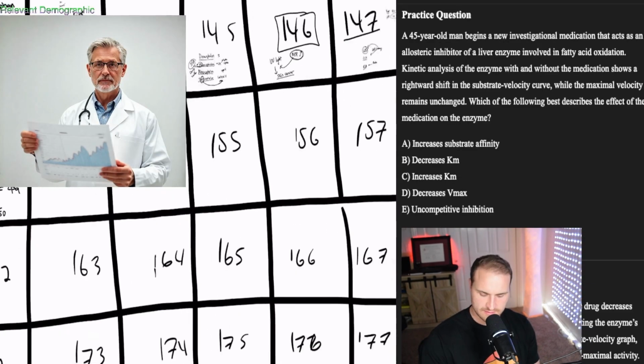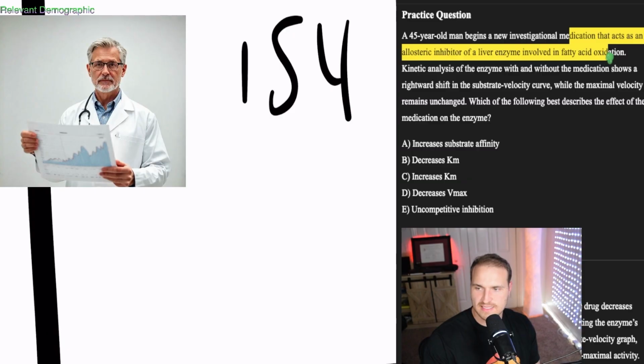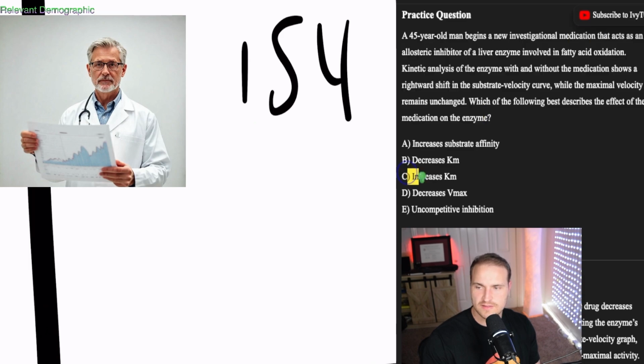All right, in this next question, a 45-year-old man begins a new medication that acts as an allosteric inhibitor of the liver enzyme involved in fatty acid oxidation. Kinetic analysis with and without medication shows a rightward shift on the curve. Maximal velocity remains unchanged. The answer is increased Km because this is allosteric inhibition.